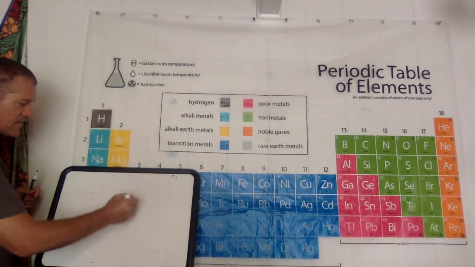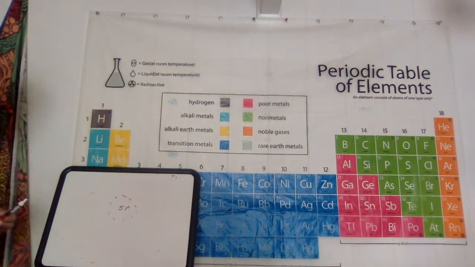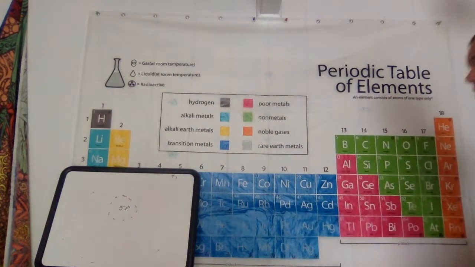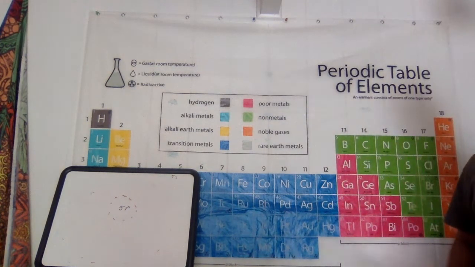And I draw these little dots. How many can fit in the first shell? 2. Right, we know that because there are only 2 spots. If you ever forget that, look at your periodic table. Every test I give you, you can have a periodic table. It's your greatest cheat sheet in the world.